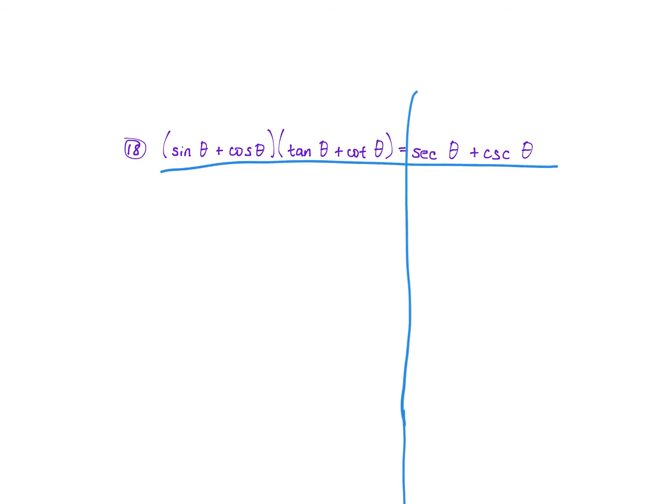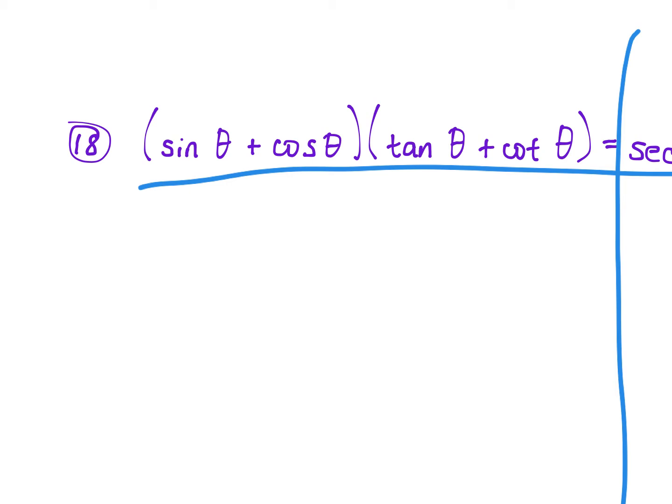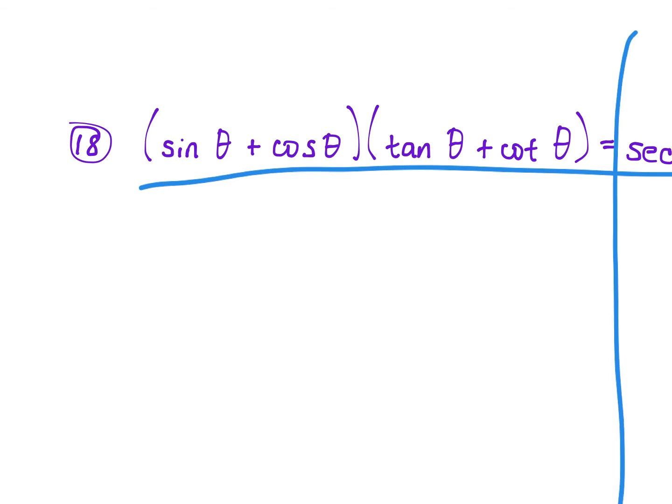Personally, I think the left-hand side looks a little more difficult. I think it looks like there's a lot more going on here. It's two binomials, correct? Being multiplied together. Before you guys just start multiplying sine times tangent and all that stuff, let's try to get everything to be in the same terms. Sine and cosine, that's our most basic, right? So just leave sine plus cosine. Just leave it alone for a second.